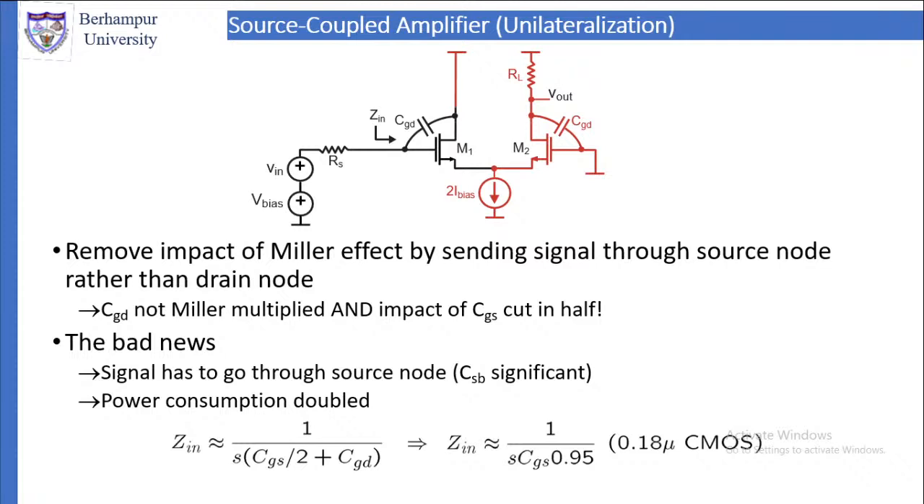Now, if you do not want to reduce the gain, but you want to eliminate the Miller effect, then cascading may not be a good option. Then we can look at an alternative option. The alternative option is a source coupled amplifier. So instead of a drain coupled amplifier, drain to source, it is source to source.